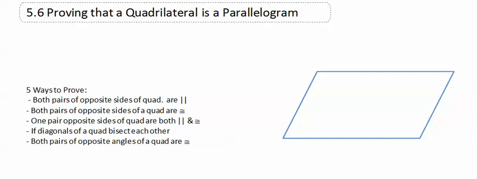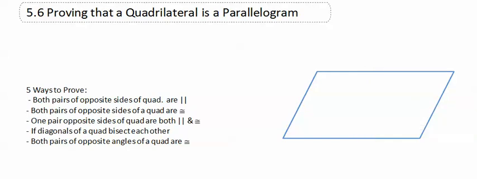In section 5.6, we will be talking about how to prove that a quadrilateral is indeed a parallelogram. There are 5 ways in which we can do this. The first way is to show that both pairs of opposite sides of a quadrilateral are parallel. So, in the diagram, if we can prove that this side is indeed parallel to this side, and this side parallel to this side, then we can say that the figure is indeed a parallelogram.